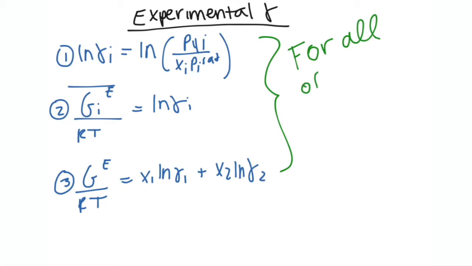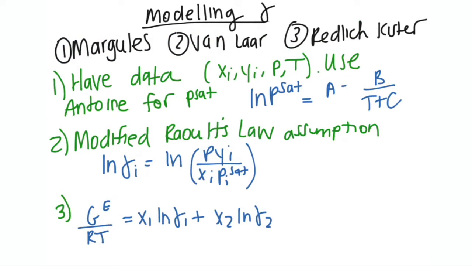For all of the fit functions I'm going to show you today. All right, so to start, like I said before, the whole point of this video is to find a way to model our activity coefficient. So in this course, you are going to see 3 different ways to model gamma, or in other words, the activity coefficient. So the first way is Margules, second Van Laar, third Redlich Kister.